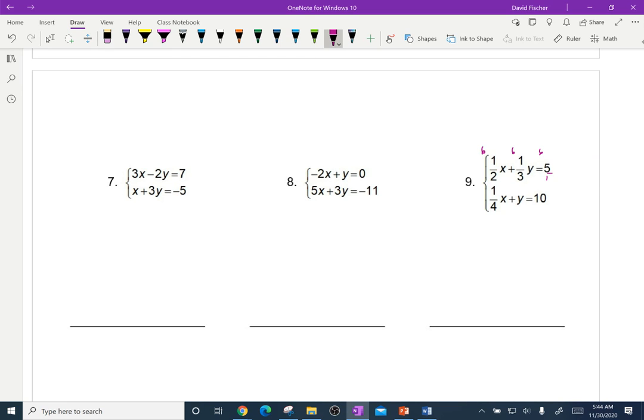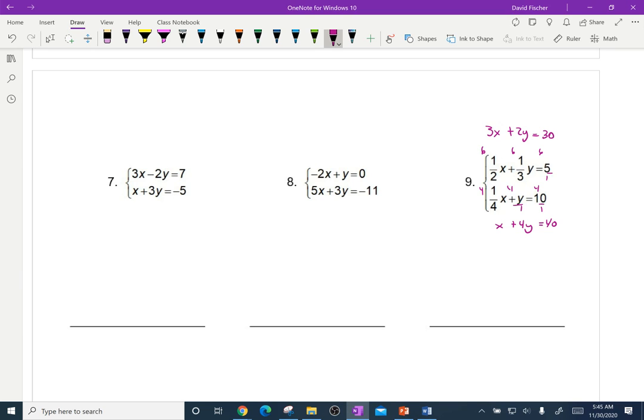And here's how we get rid of fractions. 2 goes into 6 3 times. 3 times 1 is 3x. 3 goes into 6 2 times. 2 times 1 is 2. 1 goes into 6 6 times, and 6 times 5 is 30. My fraction is gone. If you want to get rid of this 1/4, you could use it as a 0.25, or we could just make this whole thing 4 times bigger. So 4 goes into 4 1 time, so that's just x plus 4y equals 40. Now I don't have a fraction anymore. Okay, good strategy to know.